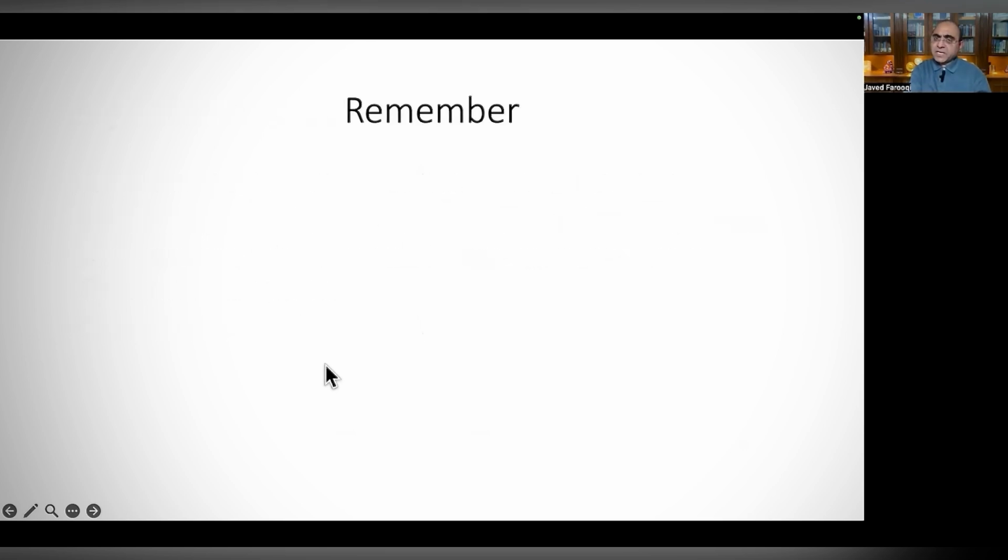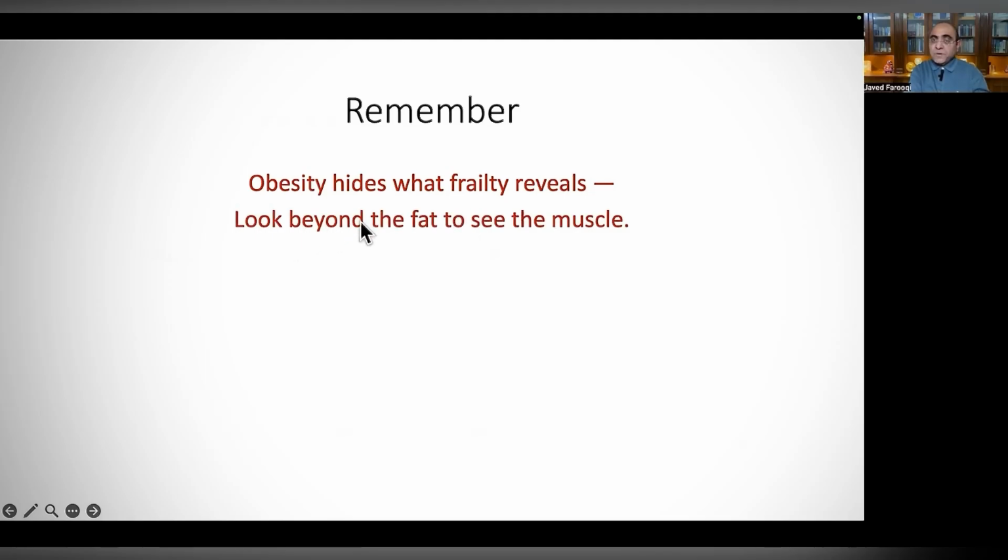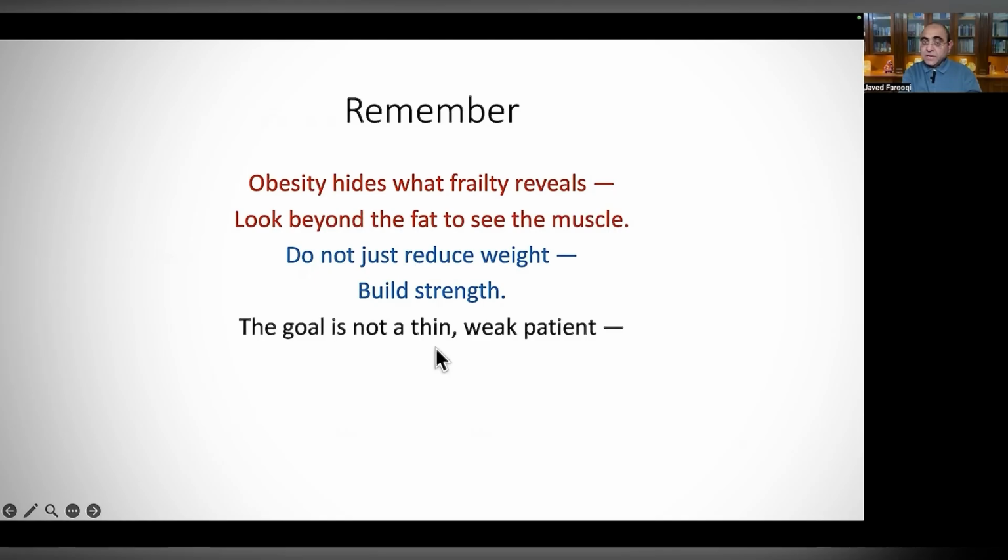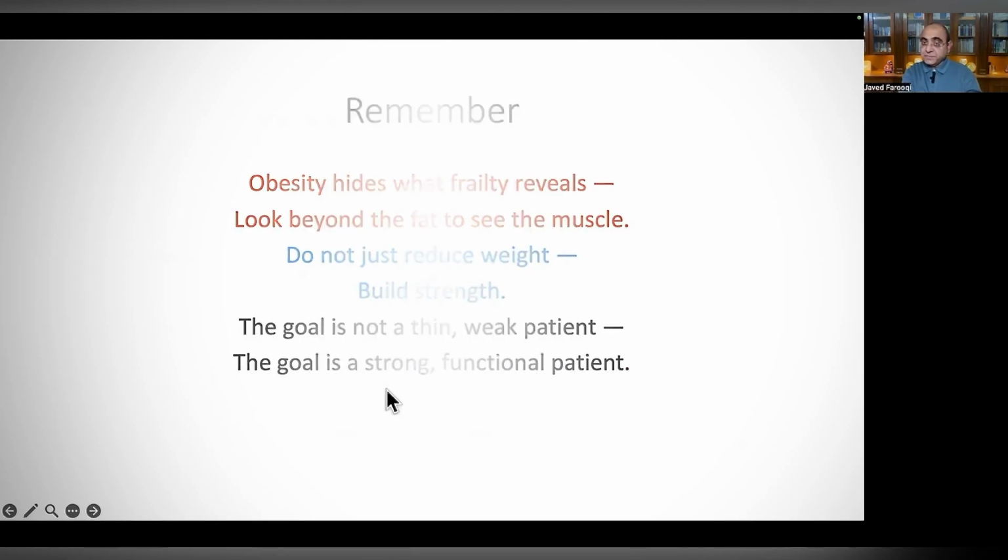So remember, dear colleagues, obesity hides what frailty reveals. Look beyond the fat to see the muscle. Do not just reduce weight, build strength. The goal is not a thin, weak patient. The goal is a strong, functional patient.